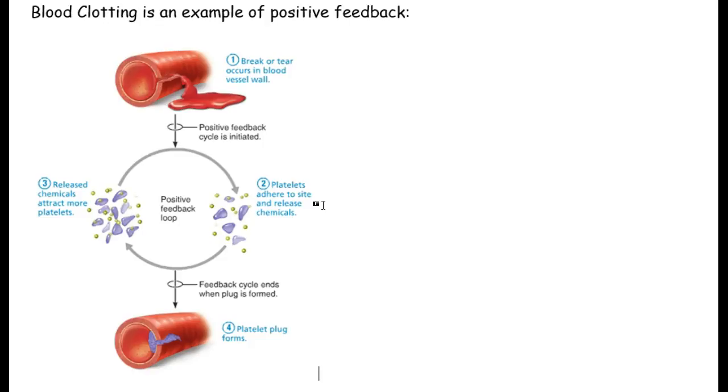So the result of the platelets simply being present and releasing those chemicals actually amplifies the situation, and that sends out a message to the platelets in the bloodstream: come on, we need to come and solve this problem. And so that will amplify the feedback and will actually clot the blood faster. So there are a few examples of positive feedback, but remember those are usually to accomplish a single task, not looking to bring things back to a set point, but to amplify a situation.